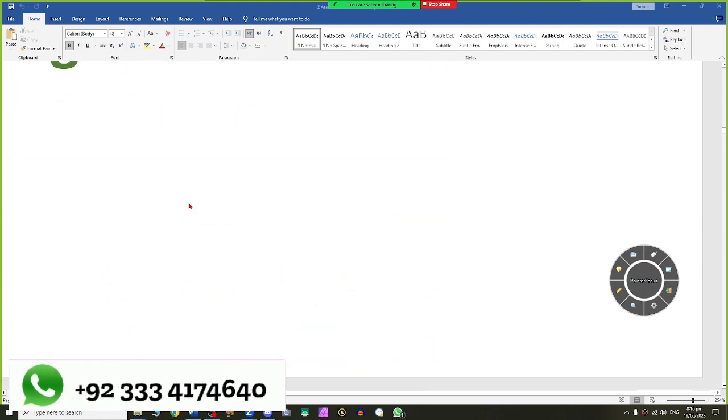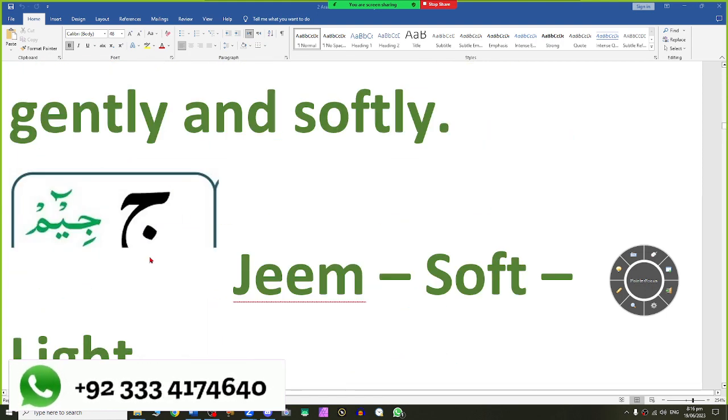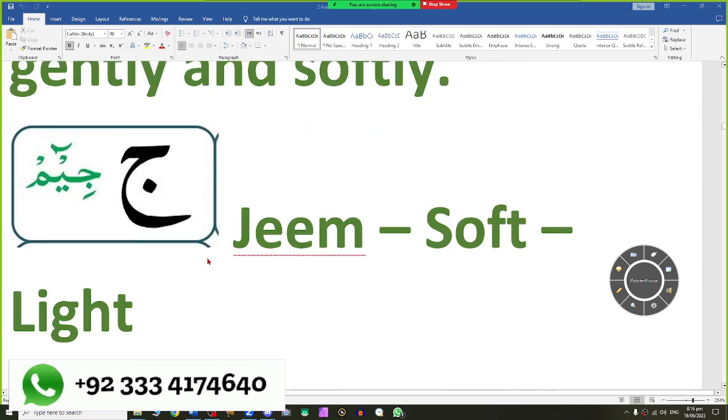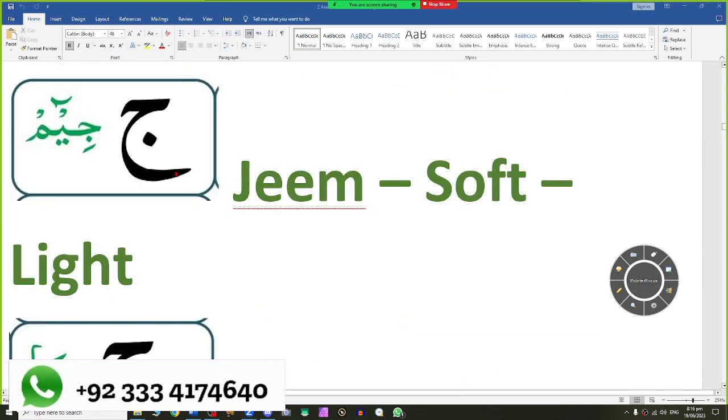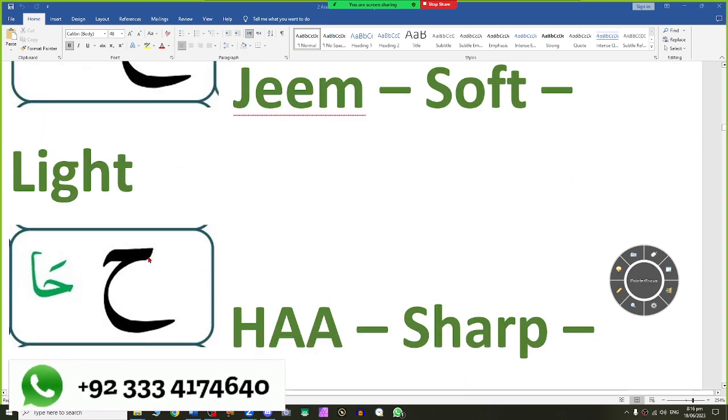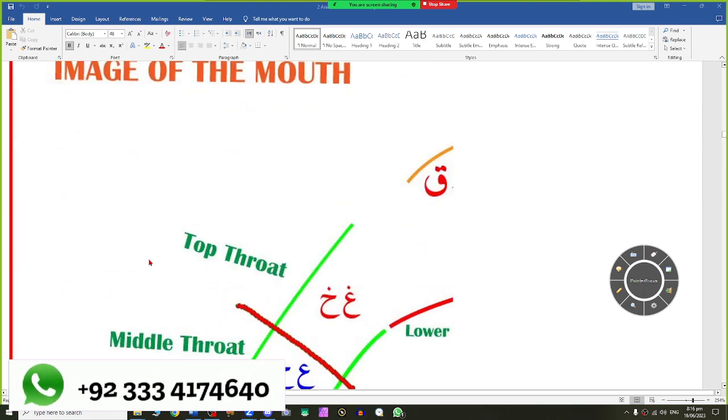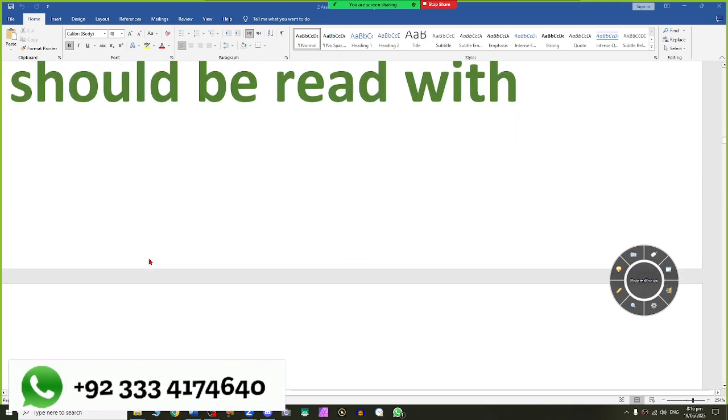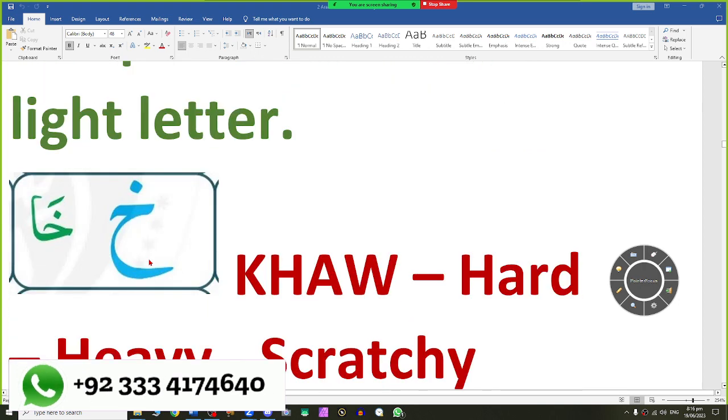Alright, so Jim and Ha are both sisters because the shape of them is the same. The only difference is the dot. Jim has a dot in the middle, whereas Ha does not have any dot. Alright. So the next letter is Ha.